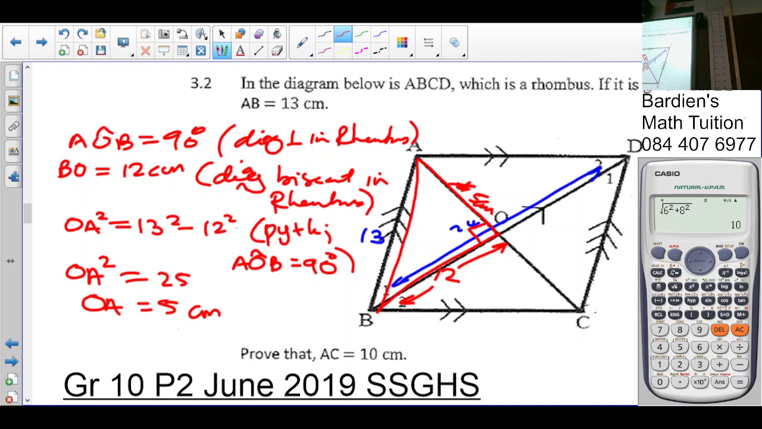But we know that OC is also going to be 5 centimeters. Why? Diagonals bisect each other in a rhombus. So therefore, AC is equal to 10 centimeters. And the reason here is diagonals bisect in a rhombus.